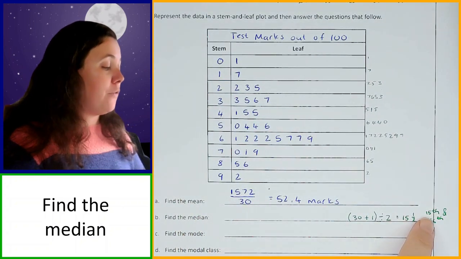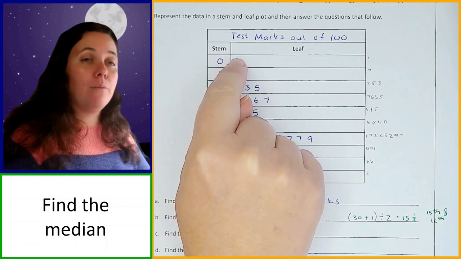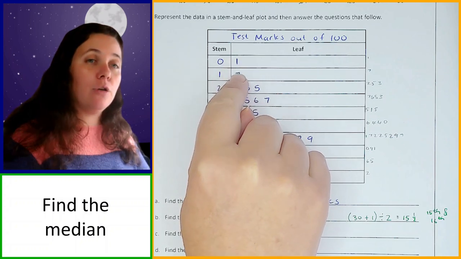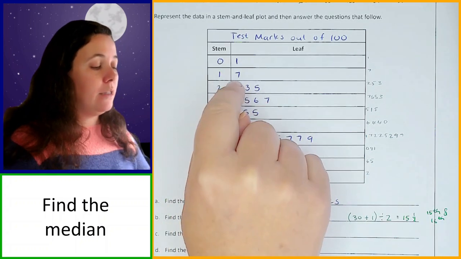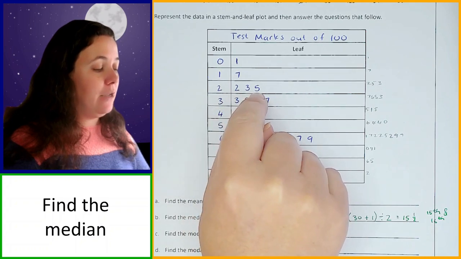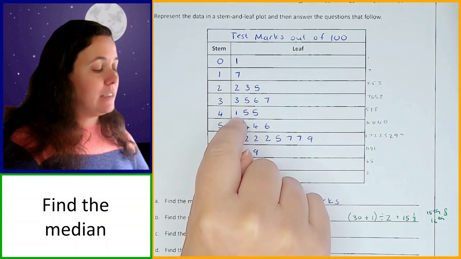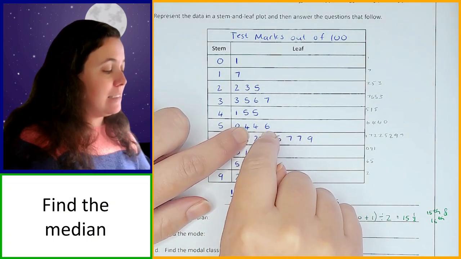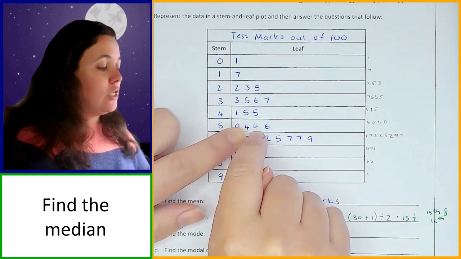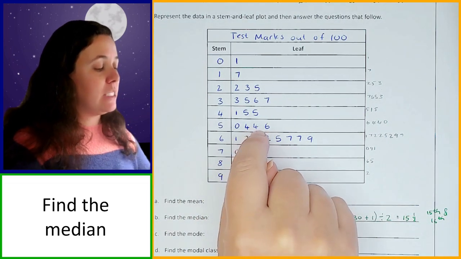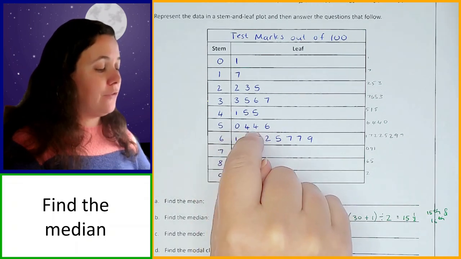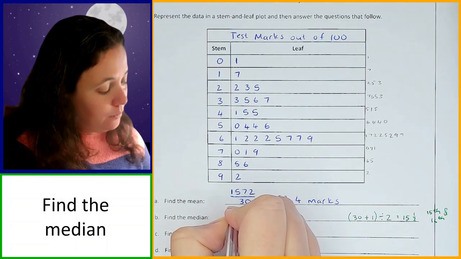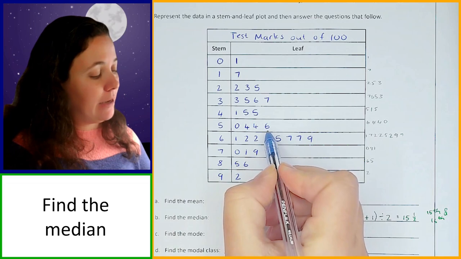I can find the 15th and the 16th values by looking only at the leaves, working from the top left and going down and right. So I'm going to go 1, 2, 3, 4, 5, 6, 7, 8, 9, 10, 11, 12, 13, 14, 15, and 16. I'm looking for the 15th and 16th values. Now remember, this 4 means 54. It's not just 4, it's 54. So my 15th value is 54 and my 16th value is 56.